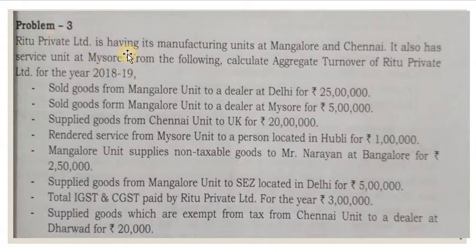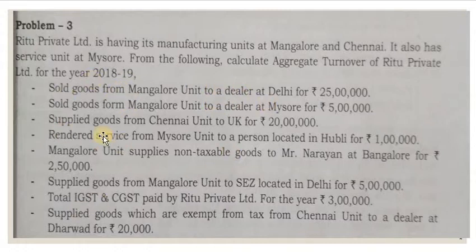Ritu Private Limited has manufacturing units at Mangalore and Chennai. It also has a service unit at Mysore. From the following, calculate the aggregate turnover of Ritu Private Limited for the year 2018-19. Ritu Private Limited is a company which has different branches, one in Mangalore, Chennai and Mysore. So they have made the following transactions.